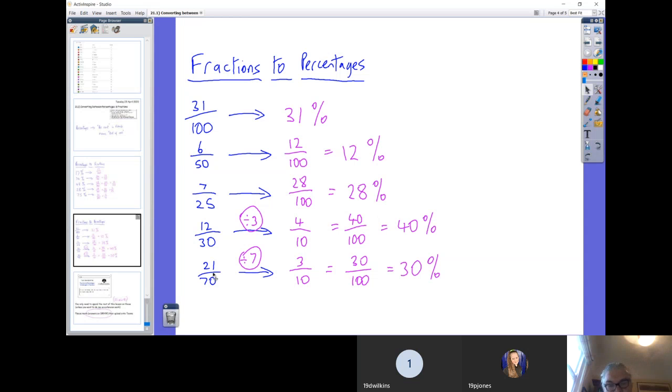And then the final one, 21 out of 70, again, not easy going forward to make it out of 100, but if we divide top and bottom by 7, we get 3 out of 10. We can then multiply by 10 to get 30 out of 100, which is 30%.